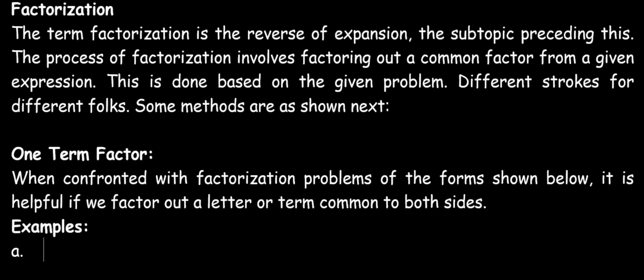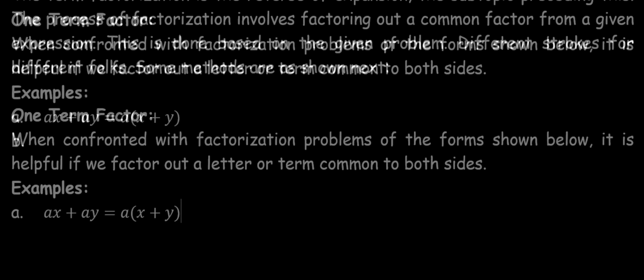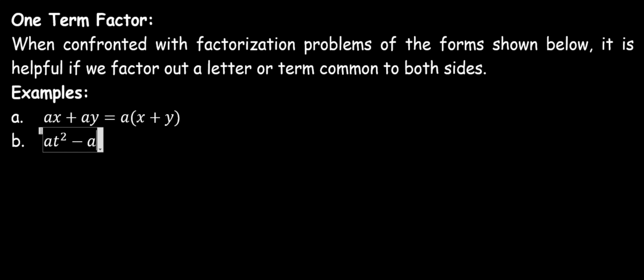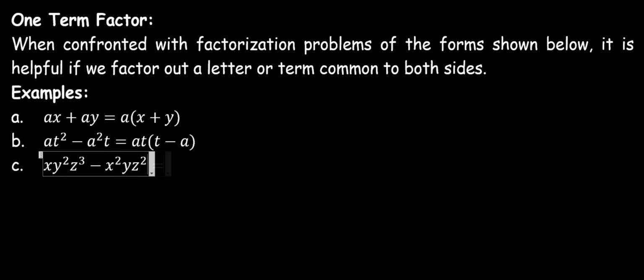Examples. A, we have ax plus ay. We just factor out the a, which will give us a into x plus y. B, if we have at squared minus a squared t, we look for the common factor here, which will be at. So we'll bring it out: at into bracket open t minus a bracket close. Let's take another example. C, xy squared z cubed minus x squared y z squared. The common factor here will be xyz squared. When you look at it, z squared is common to both items there. And when you open up the bracket, you'll be left with yz minus x.